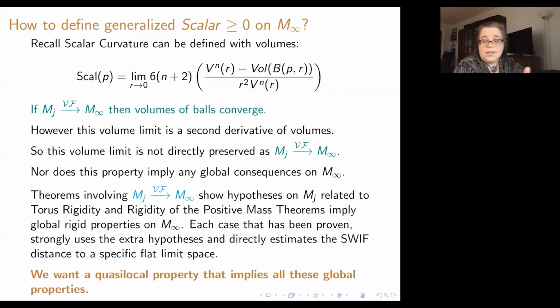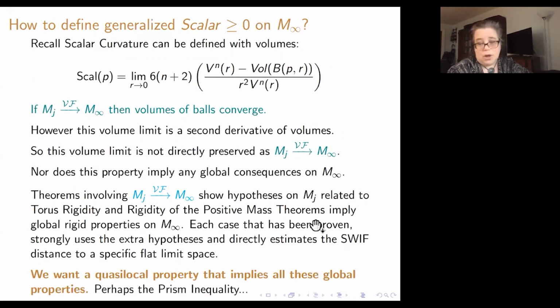We would like a quasi-local property that implies all these global properties. So instead of just proving something global, we would like to prove a quasi-local property. That would be not infinitesimal, and not global like these ones, but something quasi-local that says balls of a certain size, or of all scales, have a property.